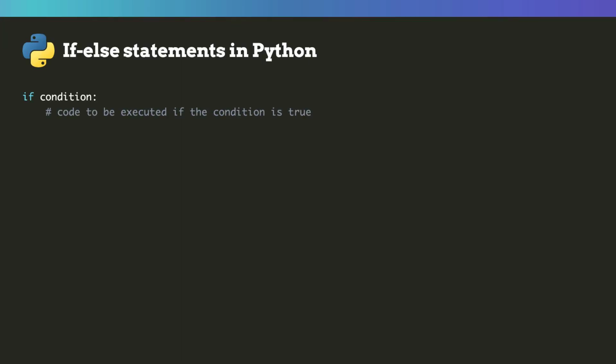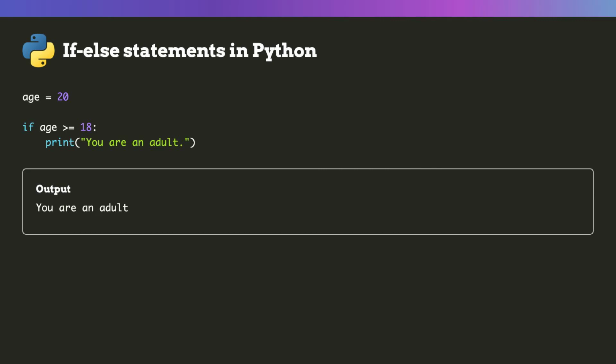The if statement is used to execute a block of code if a particular condition is true. In this example, we have a variable called age with a value of 20. The if statement checks if age is greater than or equal to 18. If it is, the code inside the if block is executed. In this case, the code prints, "You are an adult."